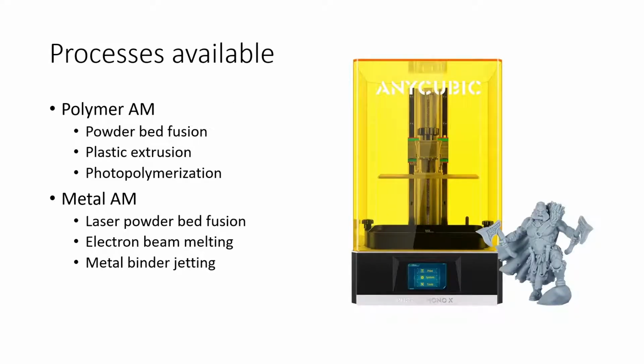Now there's lots of additive manufacturing processes that are available, as a multitude have appeared and many have grown over these last 30 years. It's become quite popular, actually. Now polymer is much more common for additive manufacturing, but metal is also taking off. Some of these processes include powder bed fusion, plastic extrusion, and photopolymerization for polymers, and laser powder bed fusion, electron beam melting, and metal binder jetting for metal additive manufacturing.